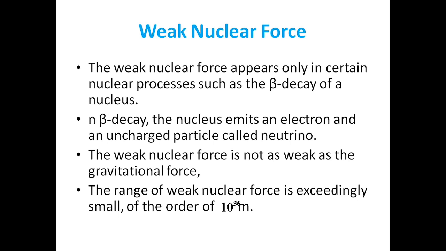In beta decay, the nucleus emits an electron and an uncharged particle called a neutrino. So in a beta decay, the nucleus always emits an electron and an uncharged particle called a neutrino.